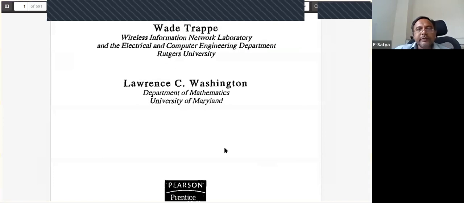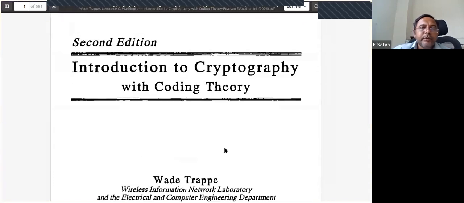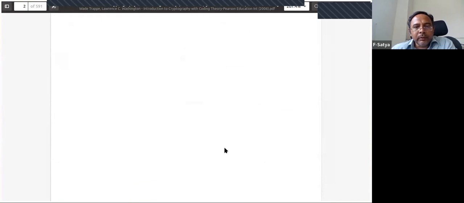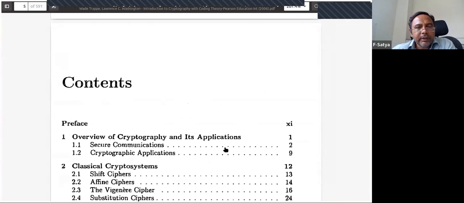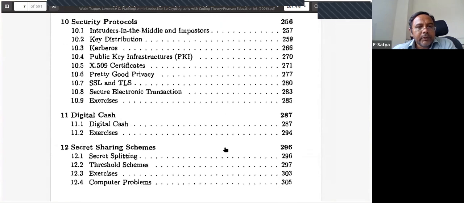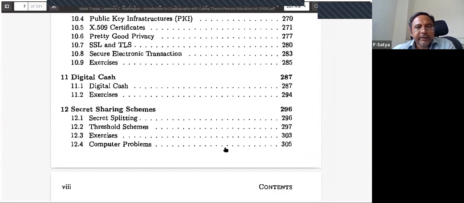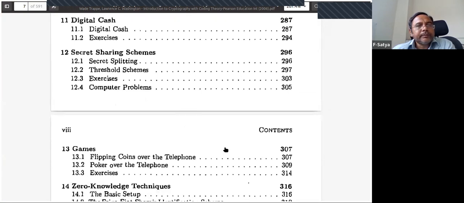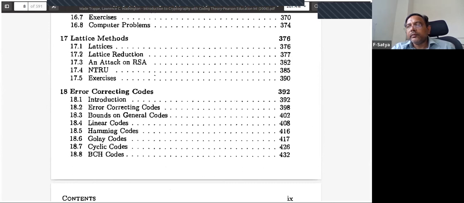So this is the book. Introduction to Cryptography and Coding Theory. So this is your prescribed book only, right? Here, chapter 12. So chapter 12 is about secret sharing. Then I actually completed it today. I'll show you, right?